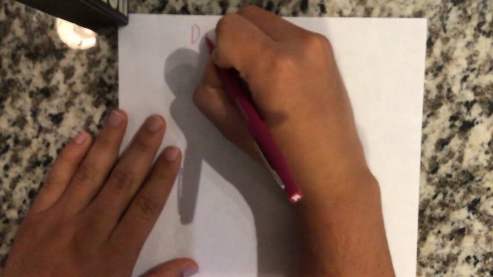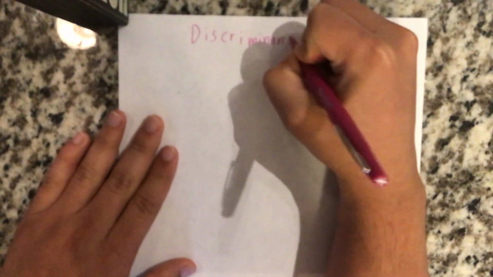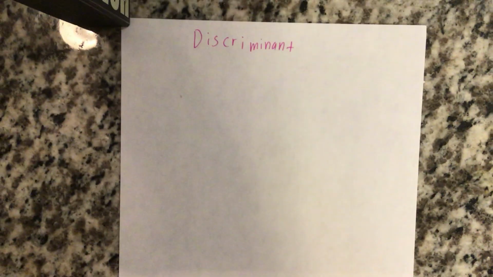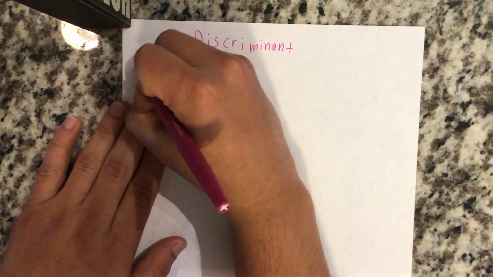Today, what we're talking about is finding the discriminant. It's a weird kind of word right up here. So we're going to find the discriminant. A discriminant is something that you can find in any quadratic equation. How we're going to find the discriminant is by using this formula.